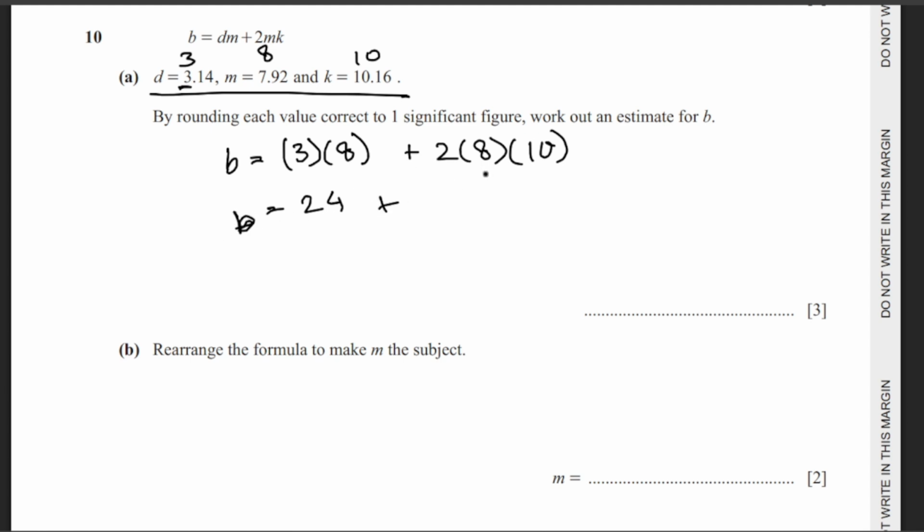Okay, 2 times 8 would be 16. 16 times 10 would be 160. So the final answer would be 184, which when we double check from the marking scheme is correct.